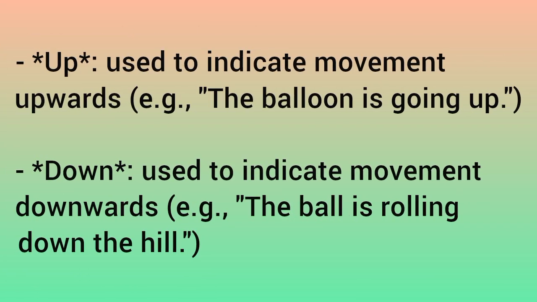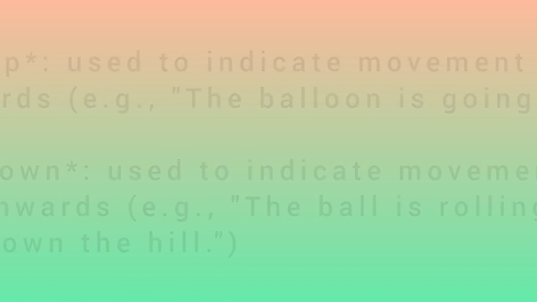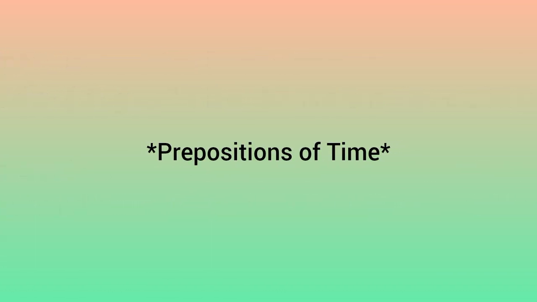Up is used to indicate movement upwards. For example, the balloon is going up. Down. Down is used to indicate movement downwards. For example, the ball is rolling down the hill. Then we have prepositions of time.